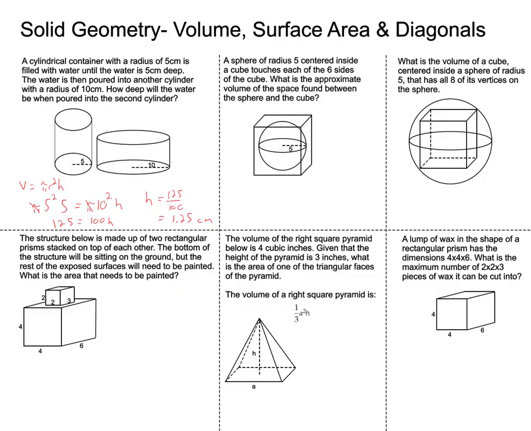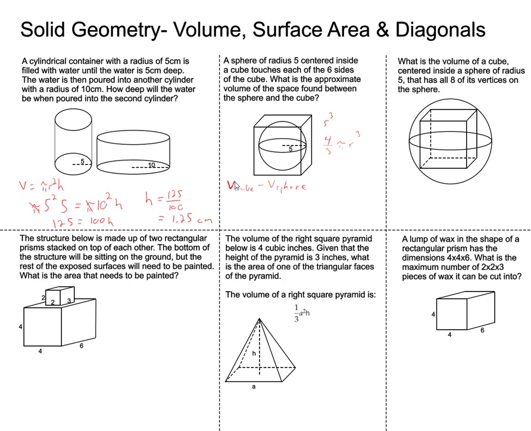A sphere of radius 5 centered inside a cube touches each of the 6 sides of the cube. What is the approximate volume of the space found between the sphere and the cube? To find that, we need to take the volume of the cube minus the volume of the sphere. The volume of the cube is going to be side cubed, and the volume of the sphere is going to be 4/3 pi r cubed.